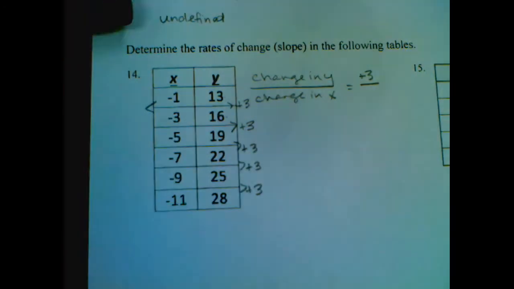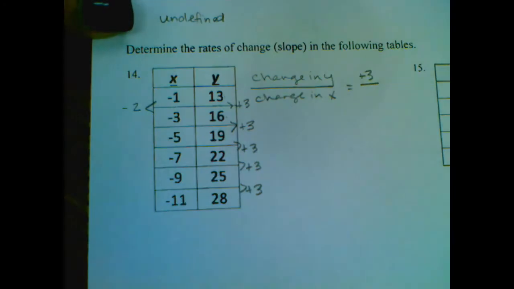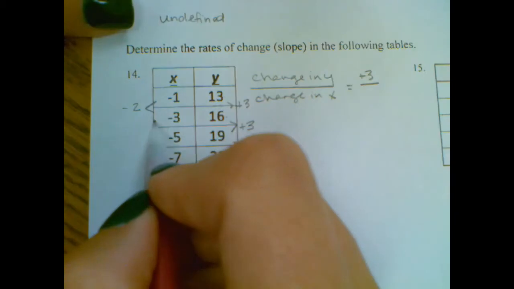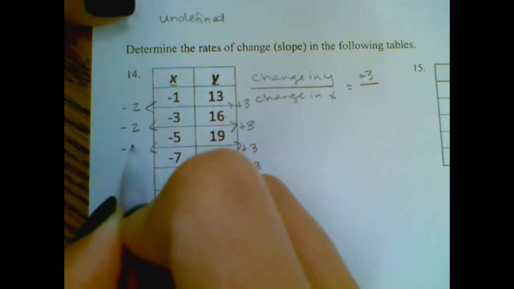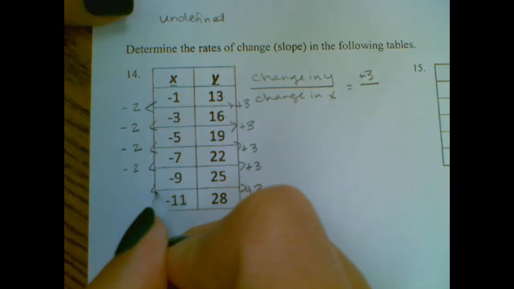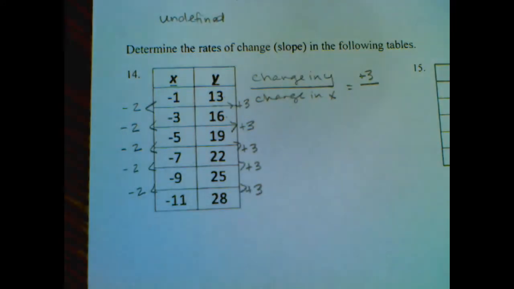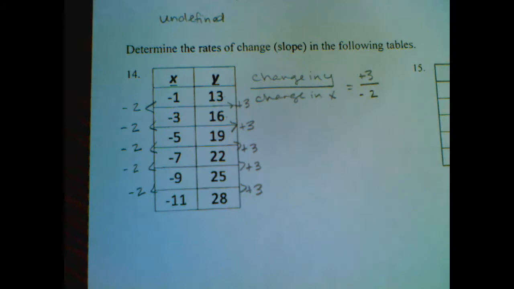Let's go ahead and look at the change in x. To get from negative 1 to negative 3, I subtract 2. Same thing from negative 3 to negative 5. Subtract 2. Let's make sure that's consistent. Yep, same there, and then from negative 9 to 11, same there. So we know that these are constant. We know that the change in y and the change in x are exactly the same from number to number. We're going to go ahead and write negative 2 here.